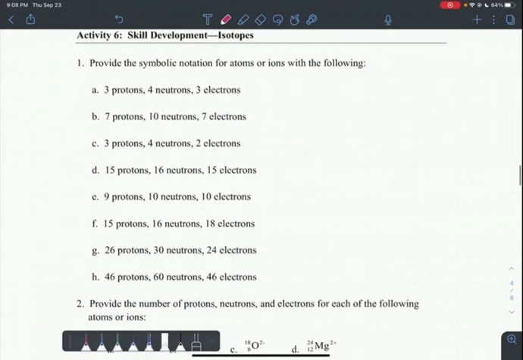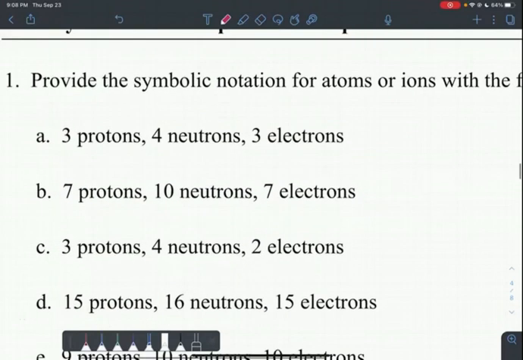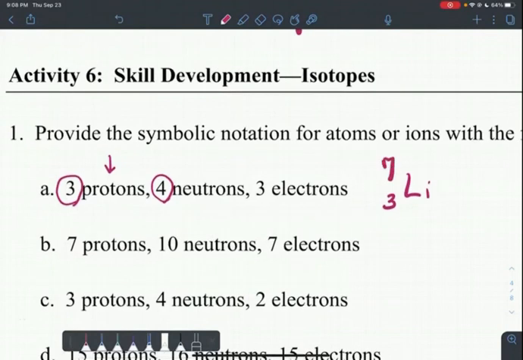All right. Provide symbolic notation for the atoms or ions with the following. So when you do this, let's see if I can zoom in, make it a little easier. The number of protons in this column is always going to tell you what element it is. So you go to the periodic table, you find one that has 3 protons, that should be lithium. The 3 always goes at the bottom. Then the number that goes at the top is these two numbers added together, the protons plus the neutrons. That gives you 7. And then if you have a charge, you would look at electrons to protons. Here they're equal. You have +3, you have a -3, which gives you 0, so you don't write it, right?